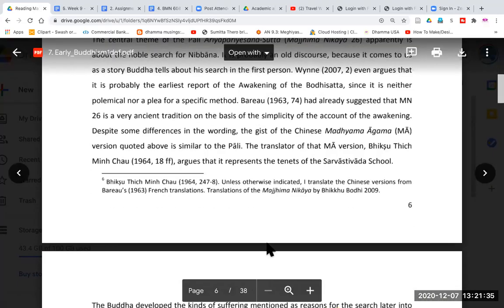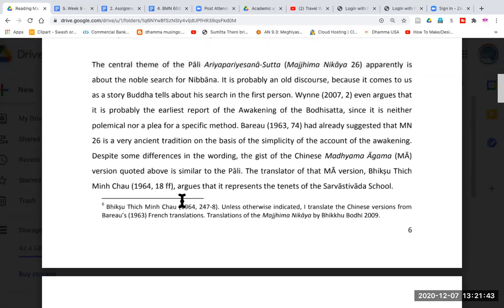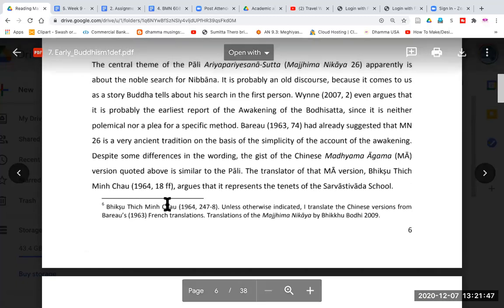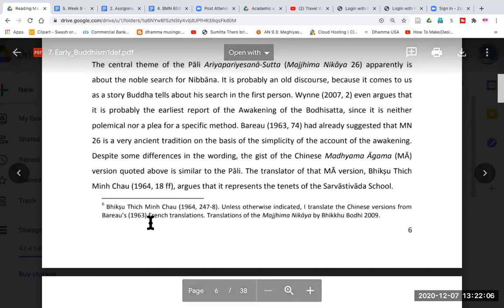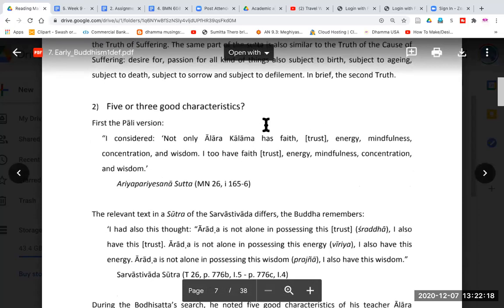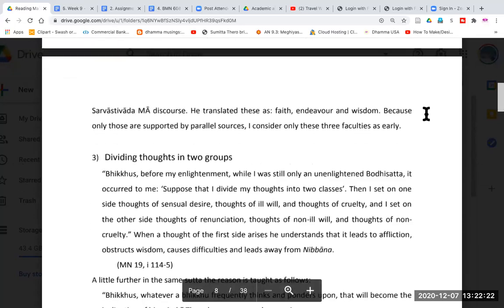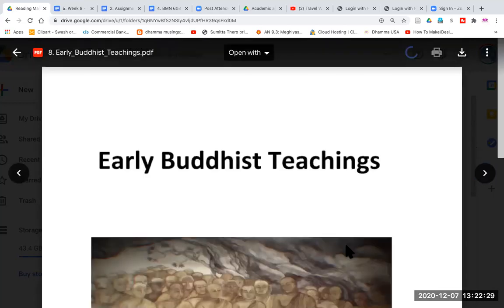so this book, this actually is an article, and here again we have a footnote here. I'll definitely show you how it is done, and here you can see the author, and in this footnote we can also see the year of publication and the page numbers of this article. So unless otherwise indicated, I translate the Chinese versions from Bareilles 1963 French translations of the Majjhima Nikaya by Bhikkhu Bodhi in 2009. So this is just a reference, cross-reference. Okay, so have a look at this one if you also find it useful for your research paper. Early Buddhism, I think that will be very useful for some.